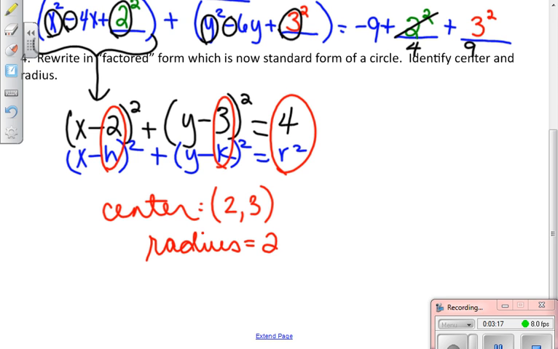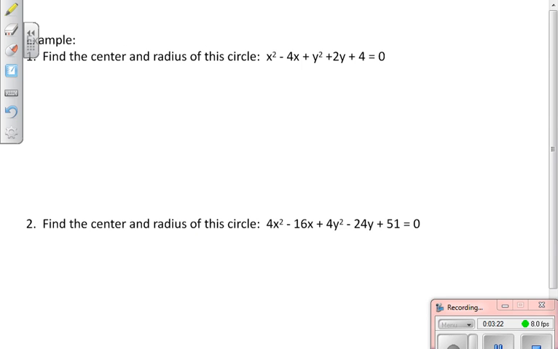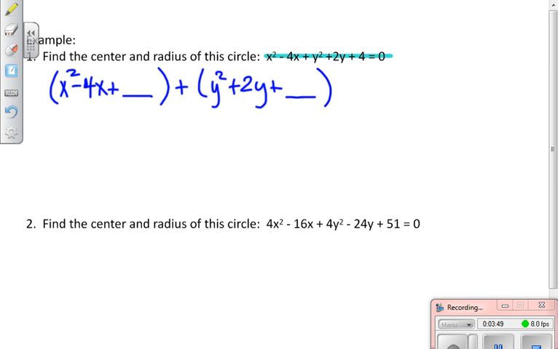After you do a couple of these, the process becomes much simpler. It's just a matter of following those steps. So let's try another one. Find the center and radius of this circle. A big ugly thing. So first step, always subtract away the constants. I'm going to group x squared minus 4x plus, we're going to add something, y squared plus 2y plus, we're going to add something. I'm going to subtract 4 from both sides and give myself 2 blanks for adding.